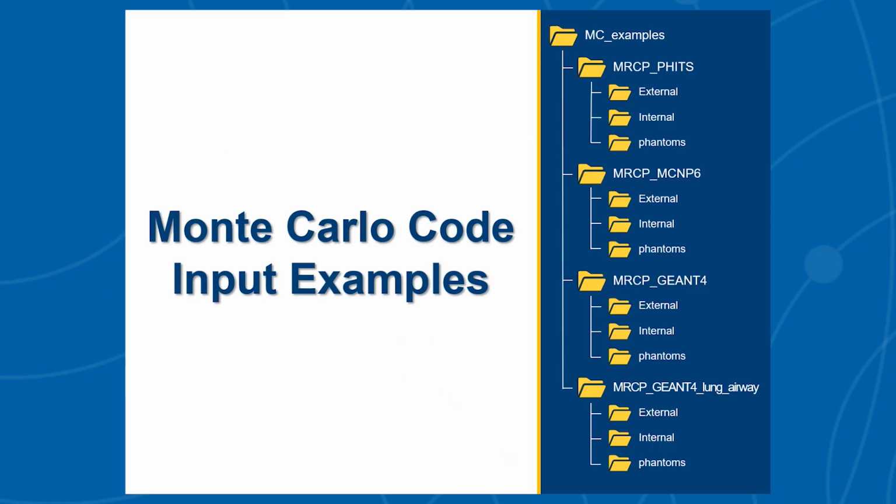So, until now, we explored the phantom data files, and from now on, let's talk about the example codes for the FEATS, MCNP6, and GEANT4 code, which provide the implementation of tetrahedral mesh geometry. Each folder contains the external, internal, and phantoms folder. The external folder contains the input file for the external exposures, and the internal folder contains those for internal exposures. And the phantoms folder contains the files related to phantoms.